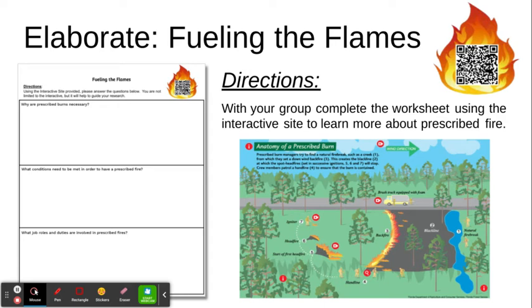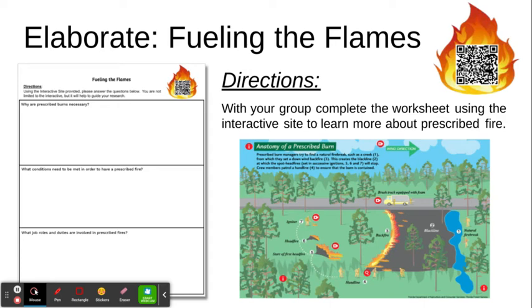So for the elaborate, you can keep them in their same groups of 3 that you did for Jigsaw, or you can go ahead and mix them up and put them in groups of 3 to 4 students, and they will keep this group for the elaborate and for the evaluate portions. So they're going to work together for the Fueling the Flames worksheet, which has 3 different areas of answers that would need to be given.